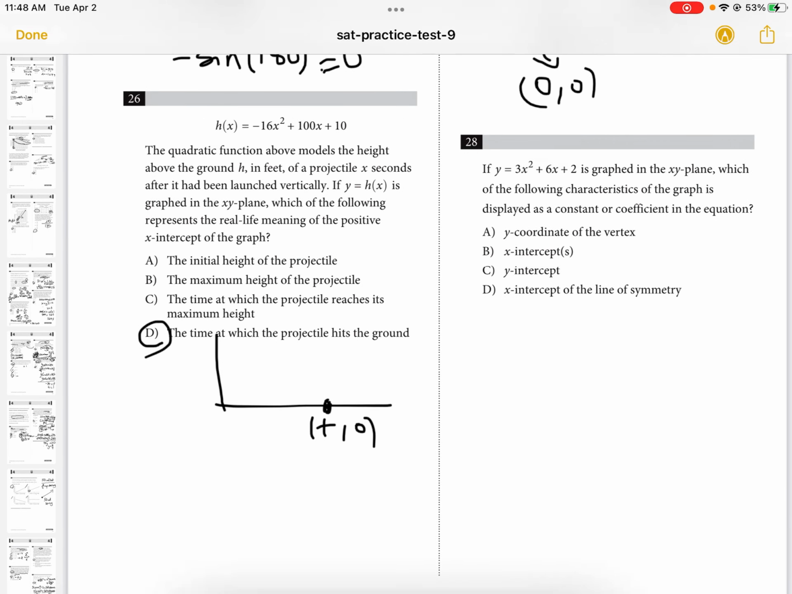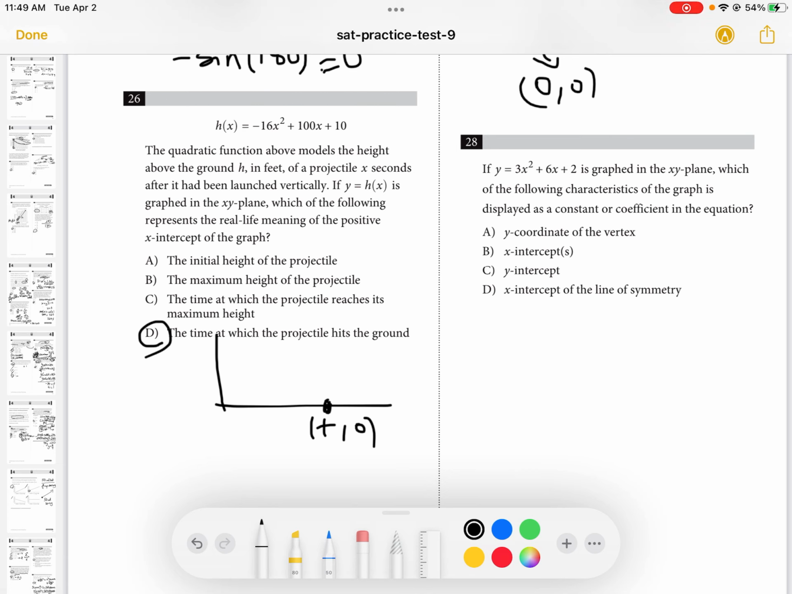Number 28. If y equals 3x squared plus 6x plus 2 is graphed in the xy plane, which of the following characteristics of the graph is displayed as a constant or coefficient in the equation? The y-coordinate of the vertex. Well, let's prove each of the wrong options wrong. Let's write this in vertex form. So it'll be y equals 3 times x plus 1, because we want to match this coefficient.